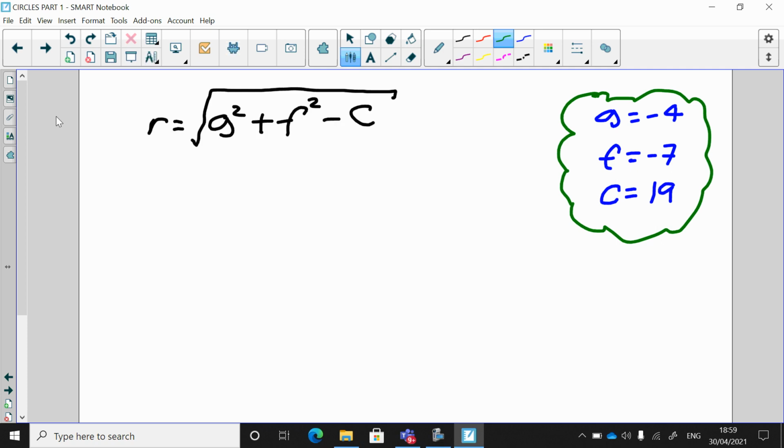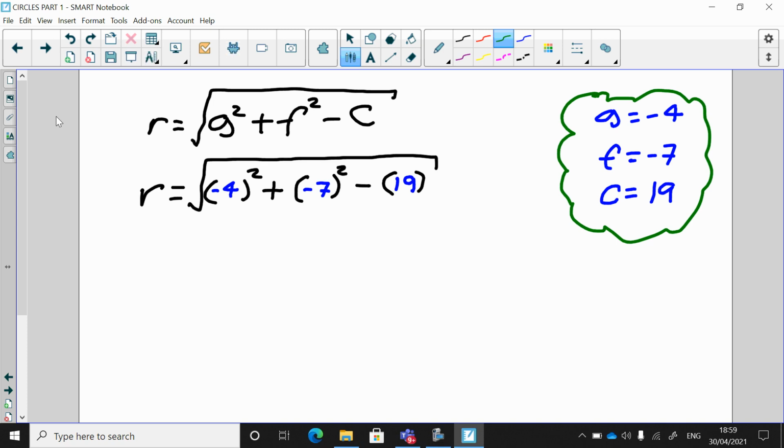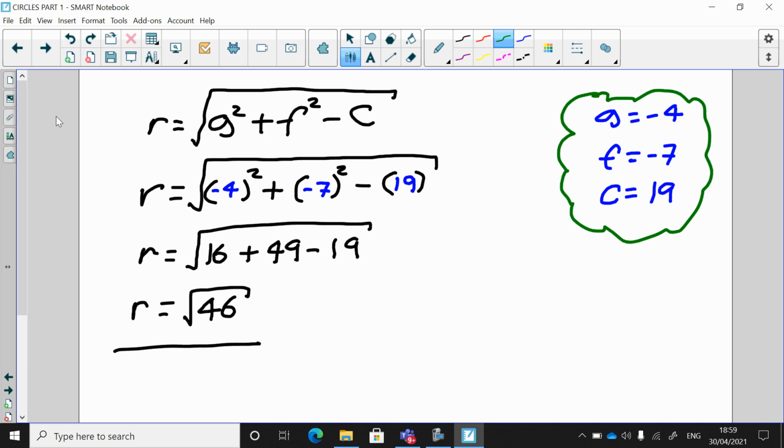Okay, so there's the radius formula. G squared plus F squared take away C. Put your numbers in, and remember, especially when you get negative numbers, put them in wee brackets before you square them in your calculator, and see where that takes you. 16 plus 49, take away 19. Put that in your calculator and square root of 46.